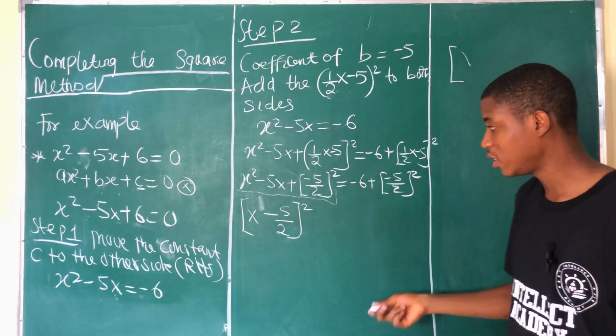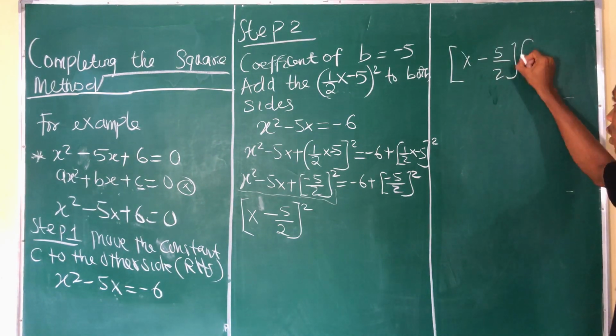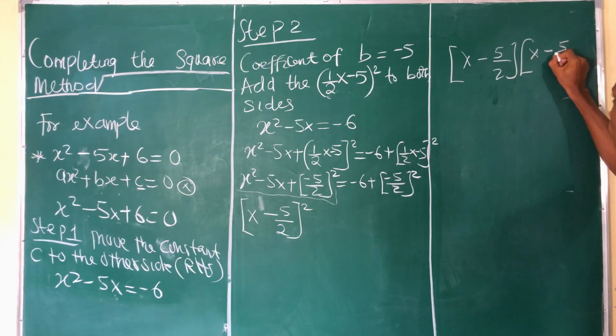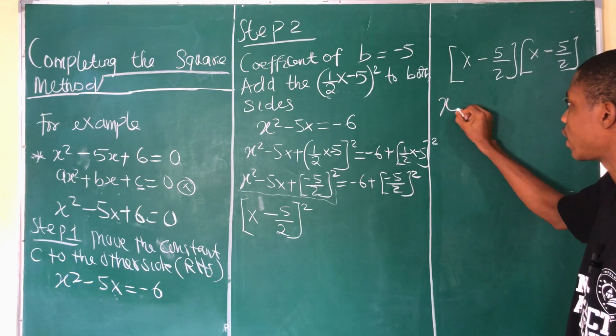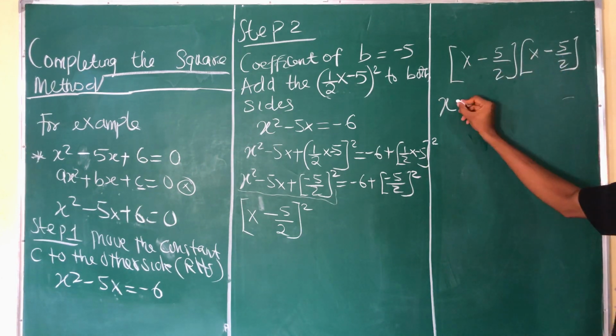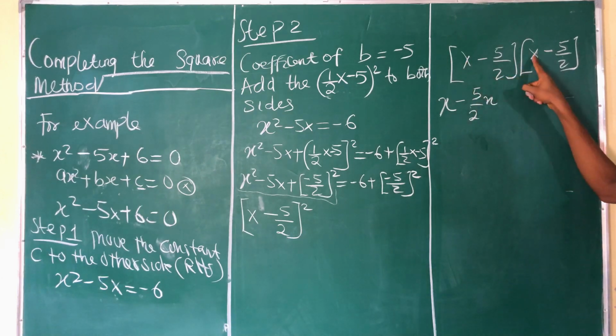Now let's test run what we did. So we're having (x - 5/2) all square. This is the same as what? Taking, of course, two of them. Of course, this will multiply this, you have what? x. This will multiply this, you have negative 5 over 2 x. We are done with this multiplying this.